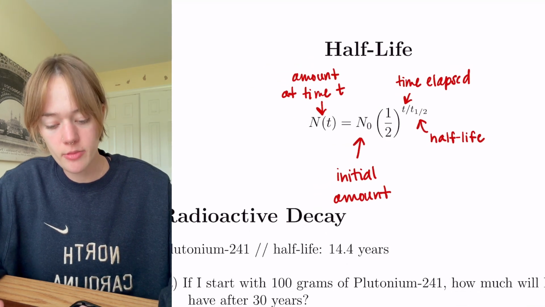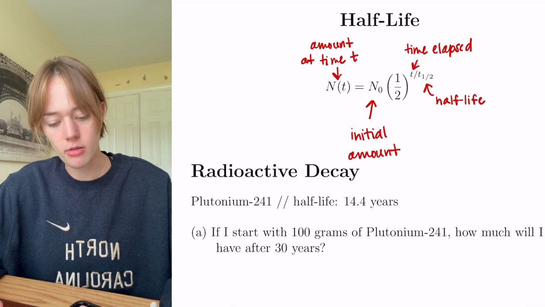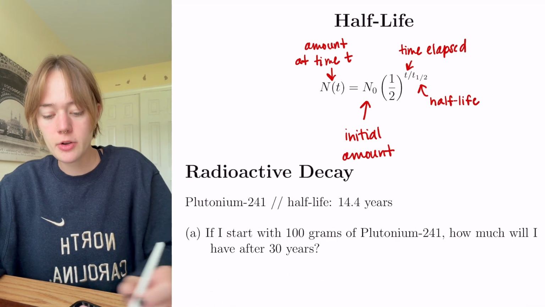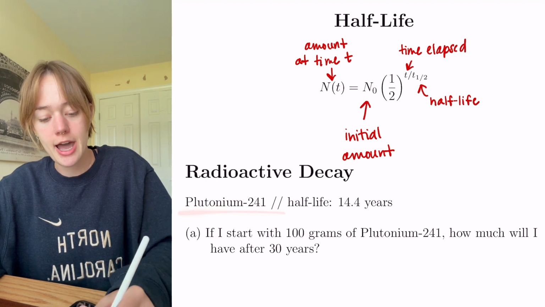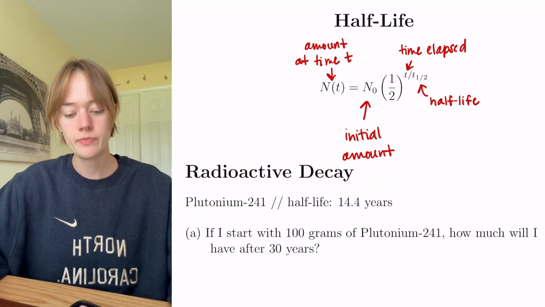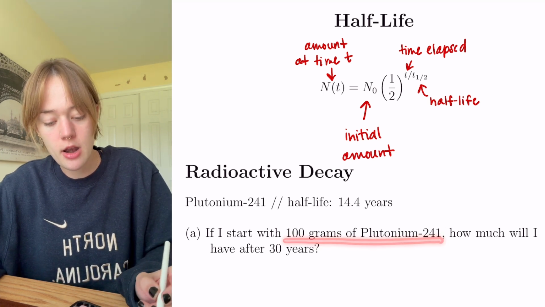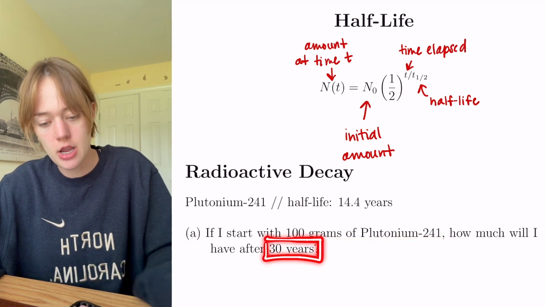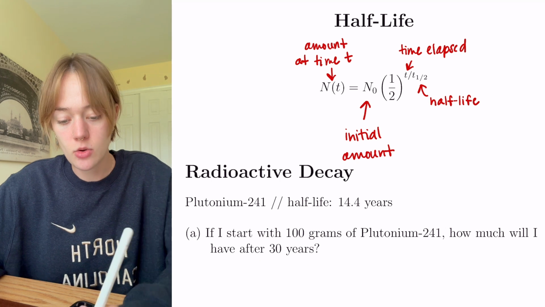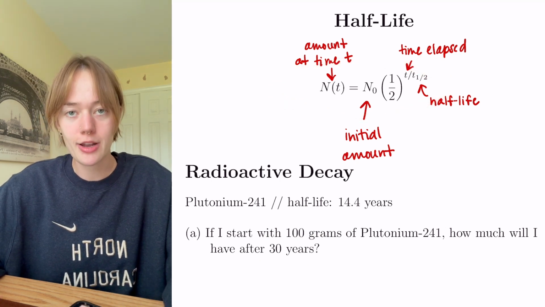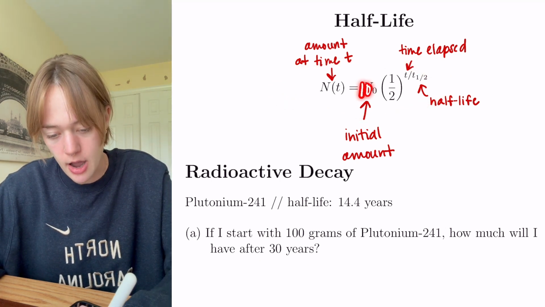All right, given that information, let's try our first problem on radioactive decay. So it focuses around plutonium-241, which has a half-life of 14.4 years. So the first question says, if I start with 100 grams of this plutonium-241, how much will I have after 30 years? So if we come back up to our equation, our initial amount is 100 grams, so that's going to be where our N naught is.